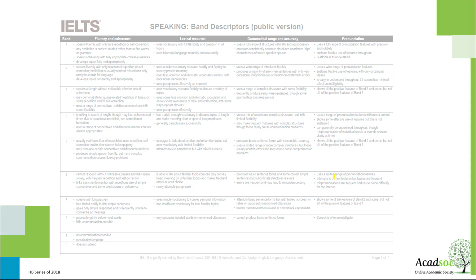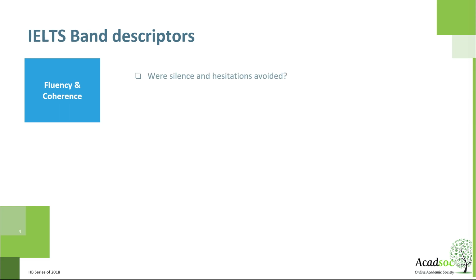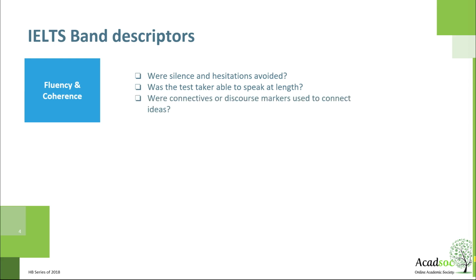Now let's talk about these criteria. First, let's have fluency. For fluency and coherence, these are the guide questions. Were silence and hesitations avoided? Was the test taker able to speak at length? Or were connectives or discourse markers used to connect ideas? Fluency refers to the ability to speak smoothly at an appropriate speed without any unnatural pauses.